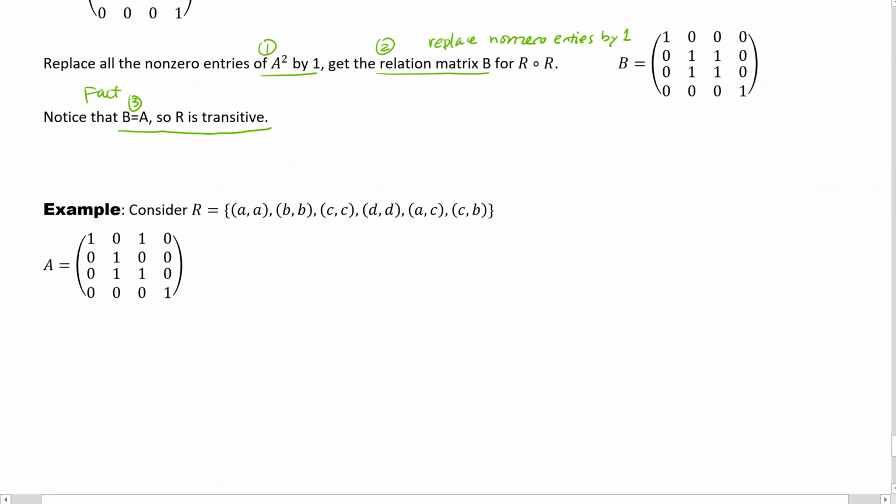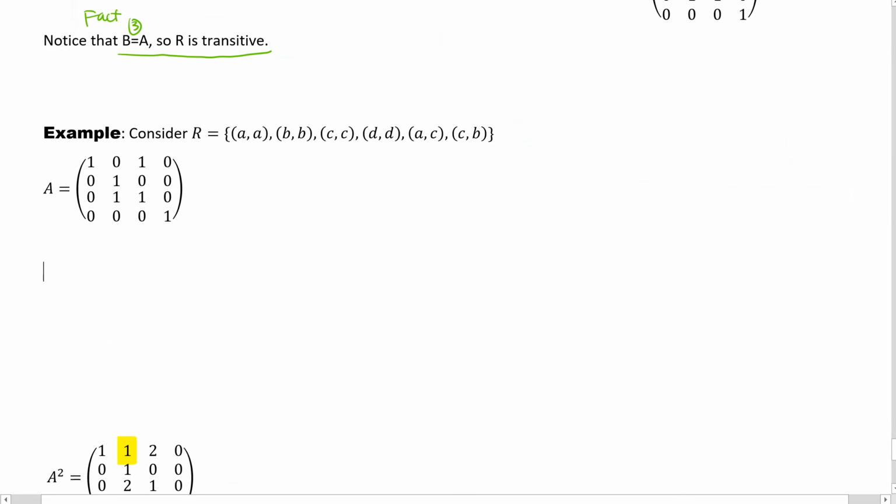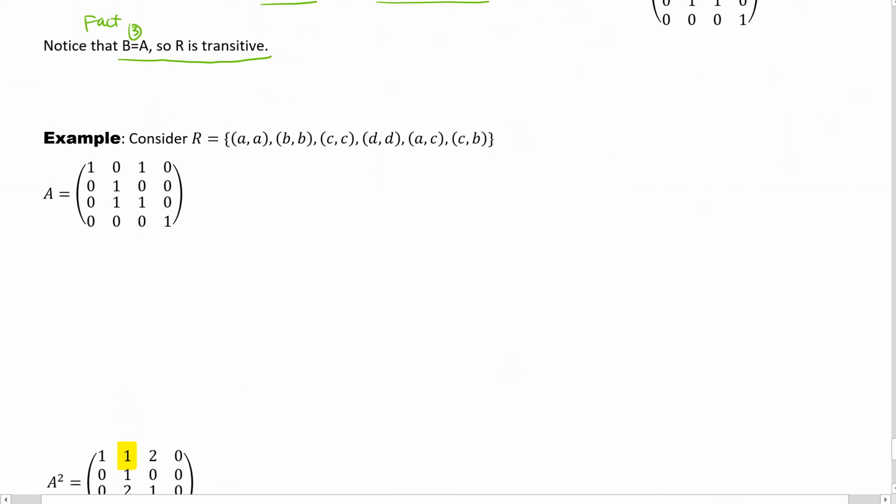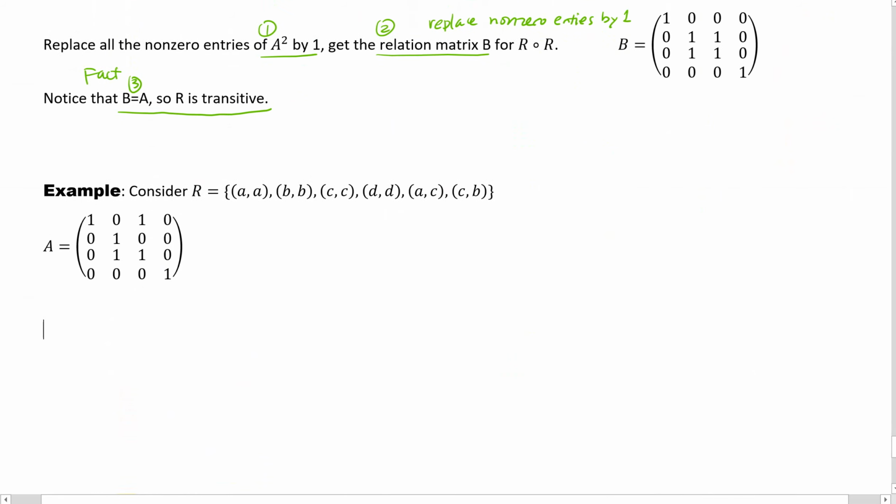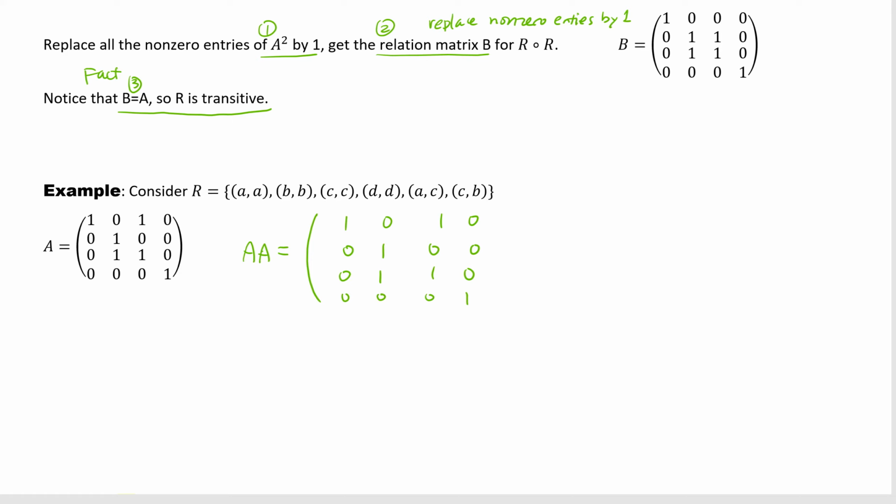Okay, let's continue. Let's compute A squared. A squared is a 4 by 4 matrix, so matrix multiplication is defined. So A squared is 1 0 1 0, 0 1 0 0, 0 1 1 0, 0 0 0 1. Multiply by the same thing.